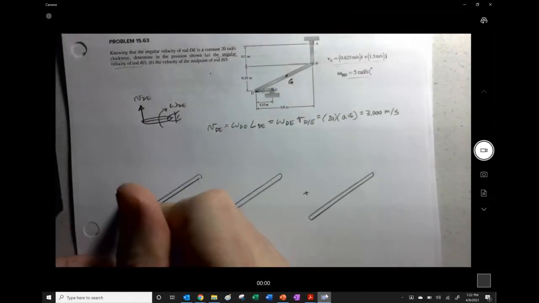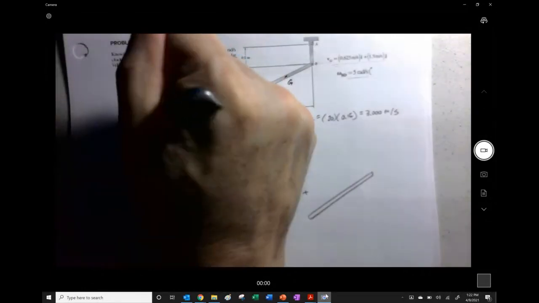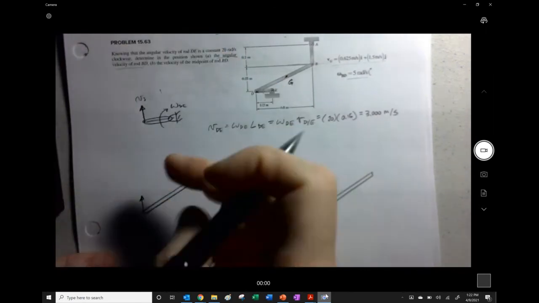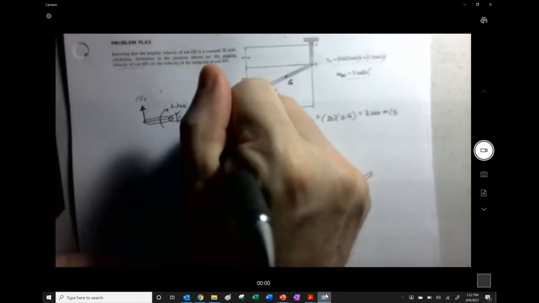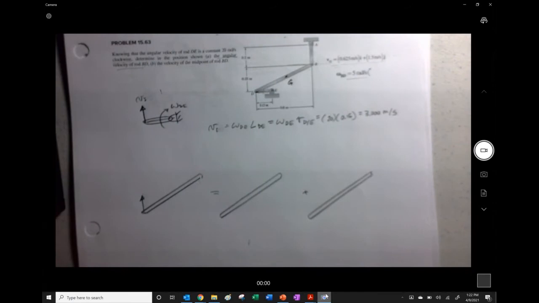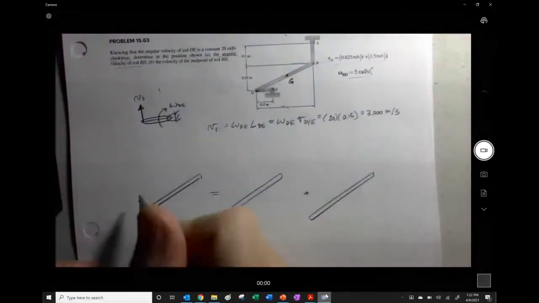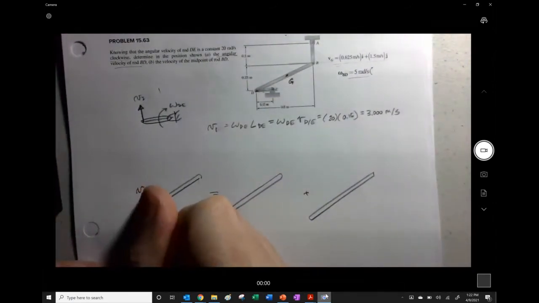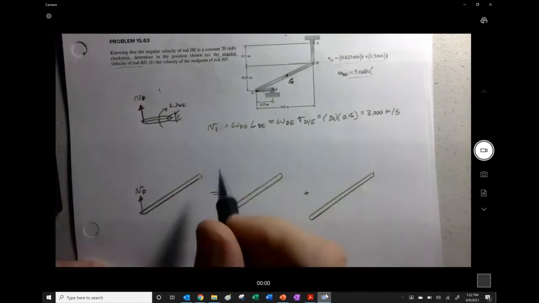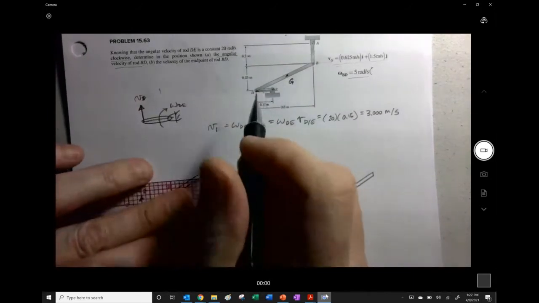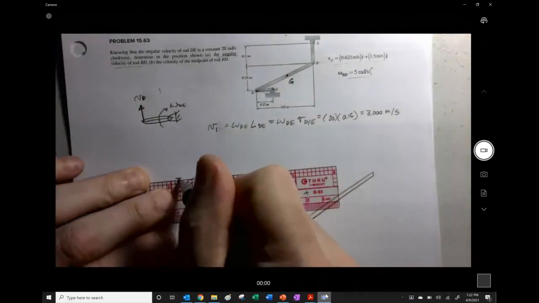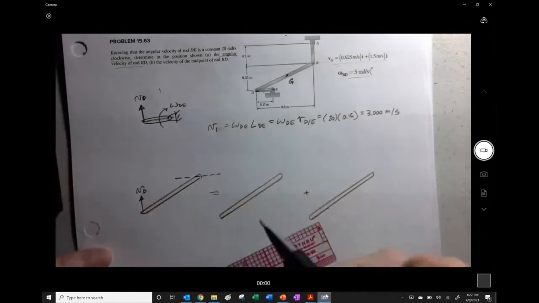So here is what we know. I call this VDE, but it should just be VD. I don't know why I called it VDE. It's because I rushed up here. I need to unrush. VD. And I know that this guy is going to be horizontal.